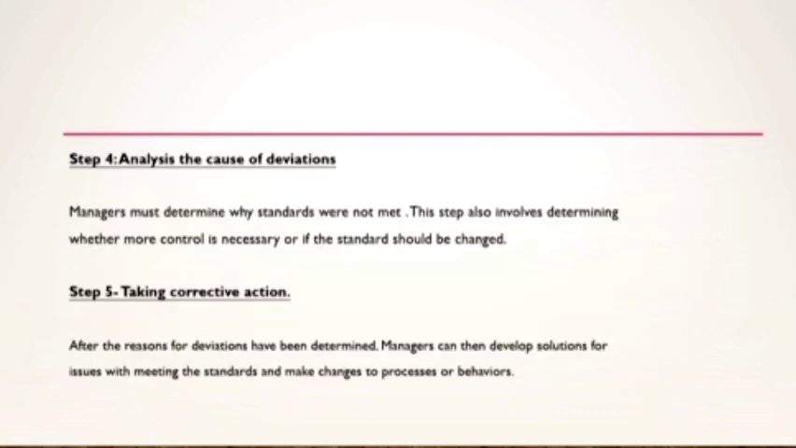Step 4, analyzing the cause of deviation. Some deviation in performance can be expected in all activities. It is therefore important to determine the acceptable range of deviation. Also, deviations in key areas of business need to be attended to more urgently as compared to deviation in certain insignificant areas. Step 5 is taking corrective action. The final step in the controlling process is taking corrective action.